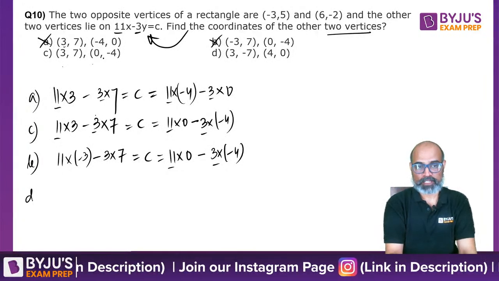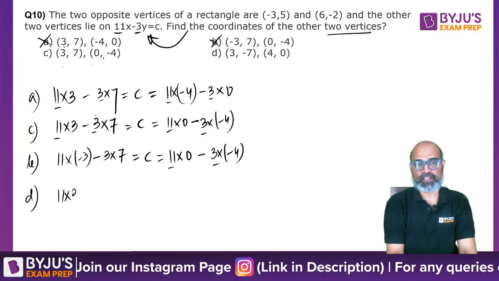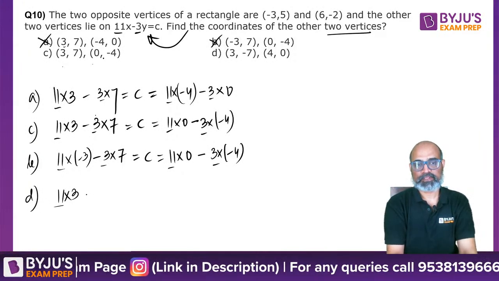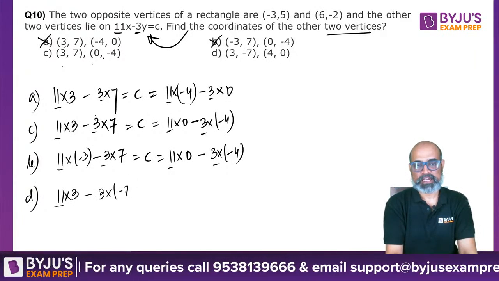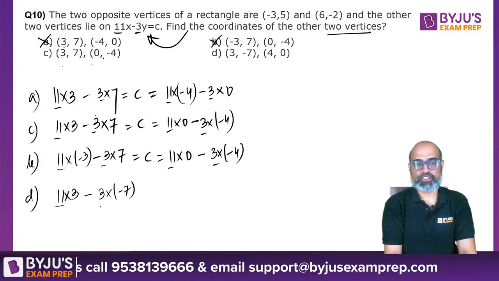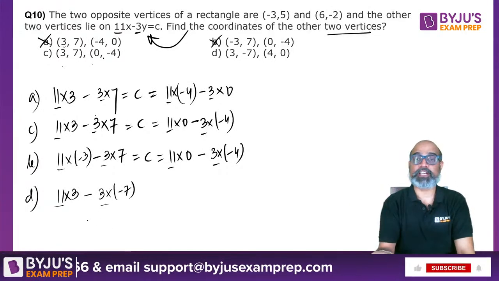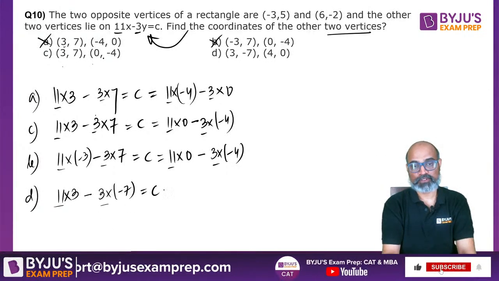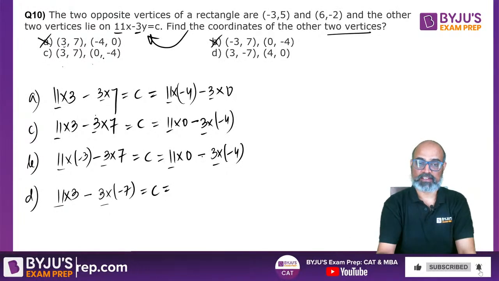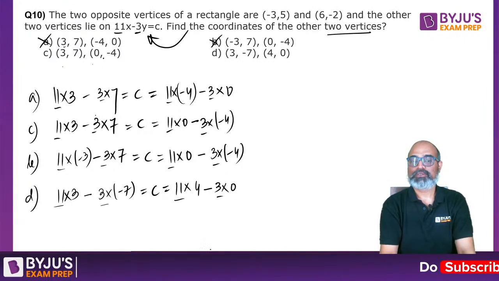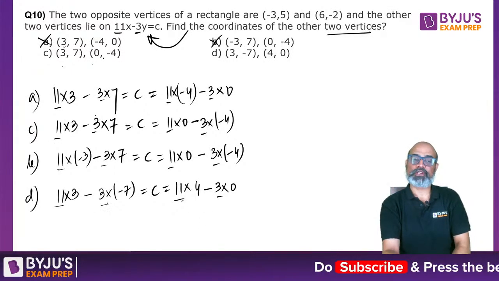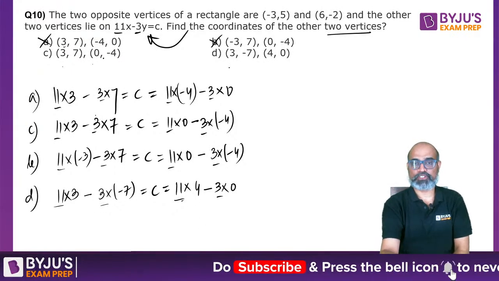Let's look at the option D. 11 into 3 minus 3 into minus 7. So this becomes 33 plus 21, which is 54. Let's check the other set of values. Will it give us that? So we'll have 11 into 4 minus 3 into 0. 11 into 4 is 44 and this was 54. So this also doesn't make sense.